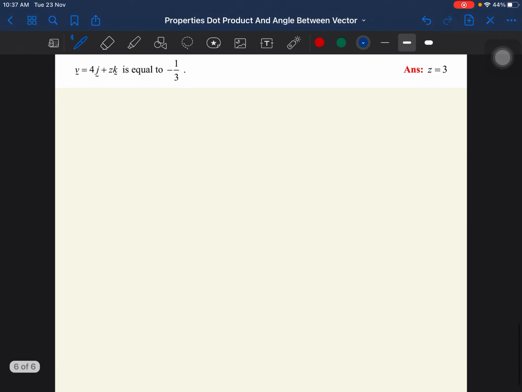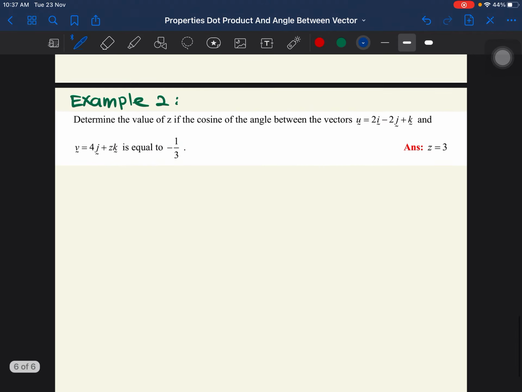Okay, the last example here. You are asked to find the value of z if the cosine of the angle between these two vectors is equal to -1 over 3. So the information given to you is that cos of the angle is equal to -1 over 3.